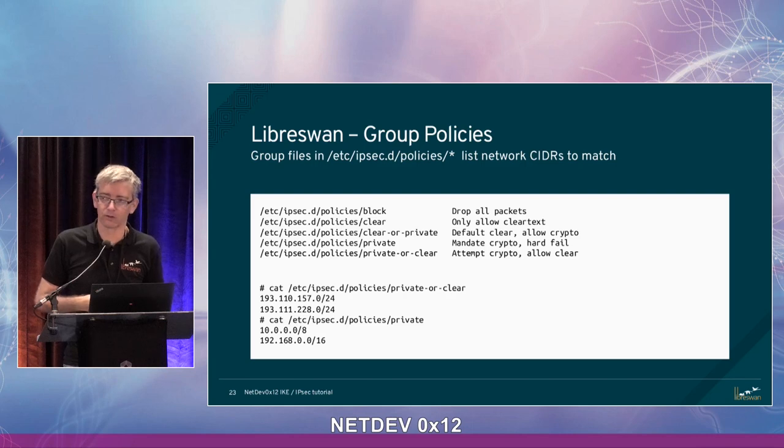But if you want to do this enterprise style, you can use the private policy, which means don't ever fall back to clear text. We demand encryption here. If there's no encryption, we don't want you to send clear text traffic. So you put all the ranges that you want in there. And you can put 0/0 in there too if you're adventurous.